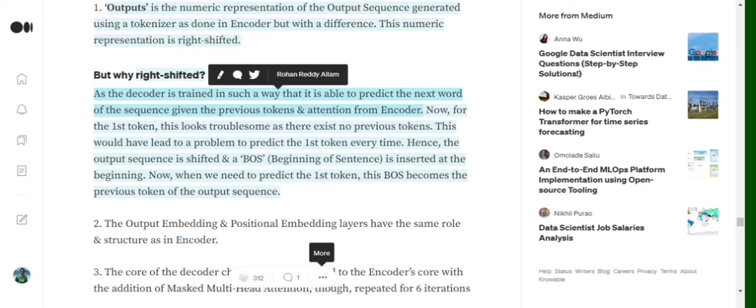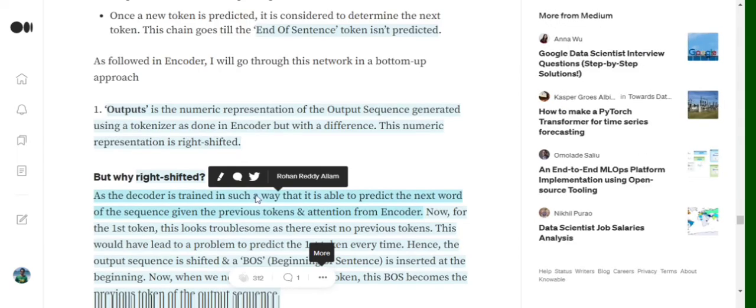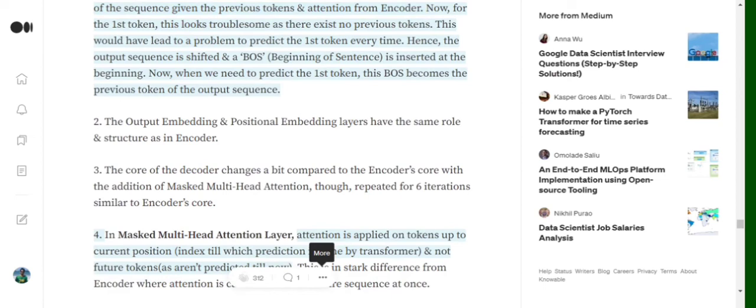Now for the first token, it would be BOS. For the second token, it would be BOS, that is beginning of sentence, and the first token that is predicted using the BOS. For the third token, it would be BOS plus the next two tokens that are predicted, and for the fourth one similarly. So the shifted output that is going into the masked multi-head attention in this decoder is only the previous tokens that we have predicted for now, at a particular point.